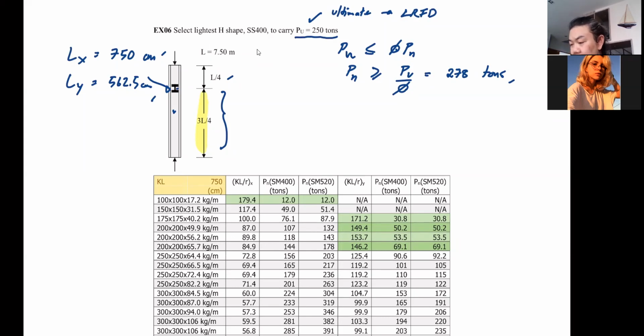Okay, the first one is Lx equal to 750. So we come here to the table with KL equal to 750 centimeters, okay? And this is for the x-axis, so you hit the table here. And one more thing, we are going to use SS400, correct? So we are hitting here SM400, right? And KL equal to 750. Remember, this is for Lx. So we keep coming down until we see the load that exceeds 278. And voila, there we are.